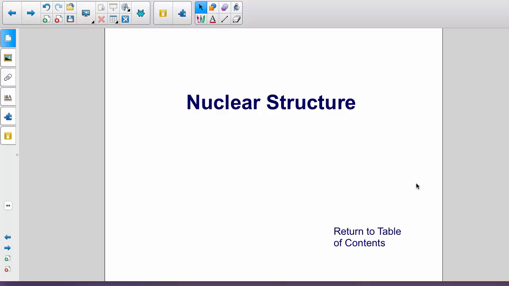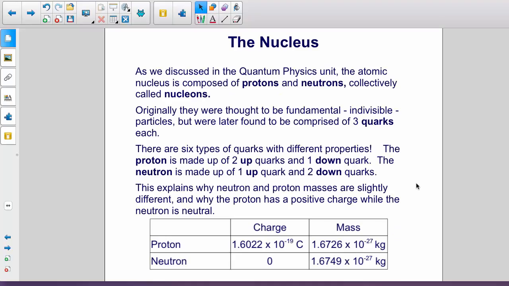Nuclear structure. As discussed in the quantum physics unit, the atomic nucleus is composed of protons and neutrons. These are collectively called nucleons.